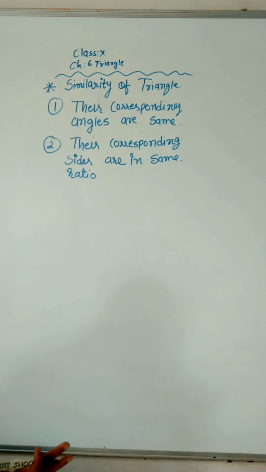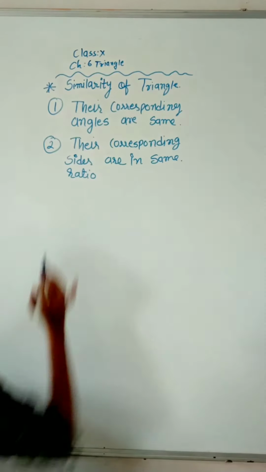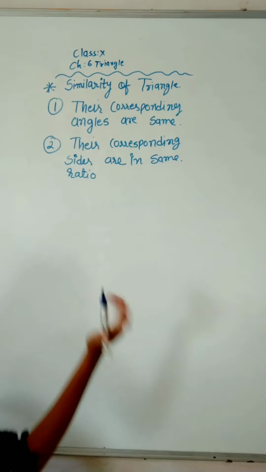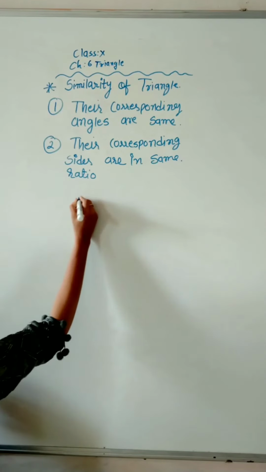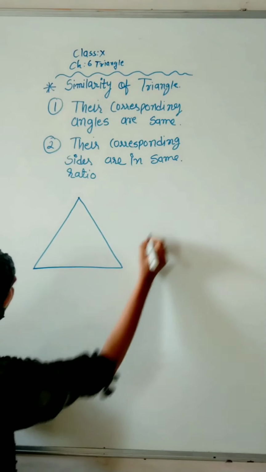Here for class 10, chapter 6, triangles. Here we are talking about similarities of the triangle. So what is similarity and what is congruency? First we will clear that concept. As we have seen in 9th standard, we were talking about congruency of two triangles.